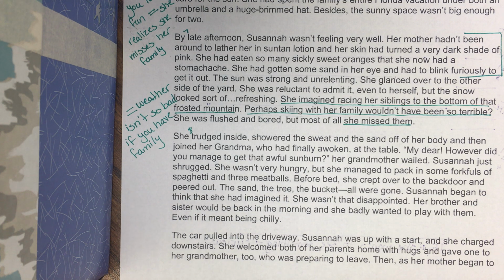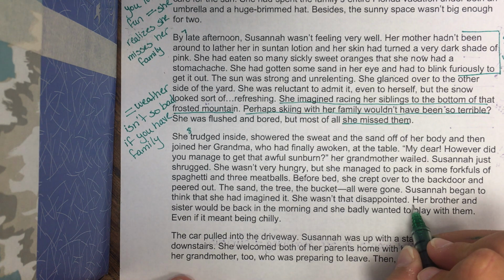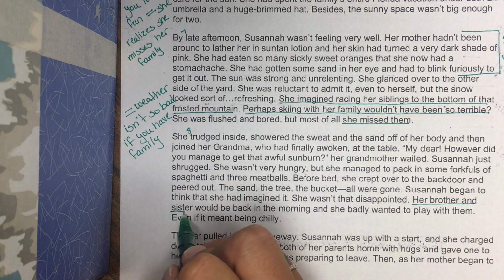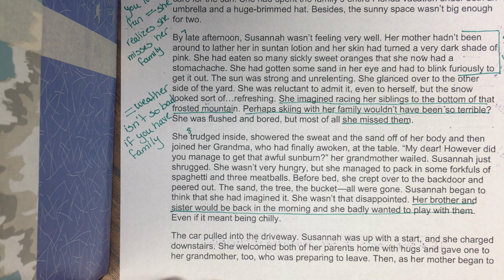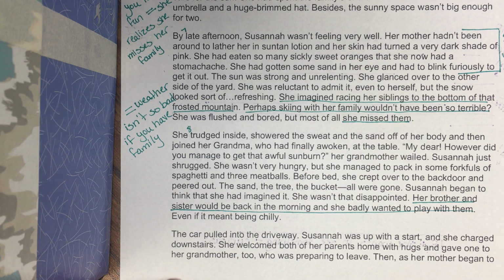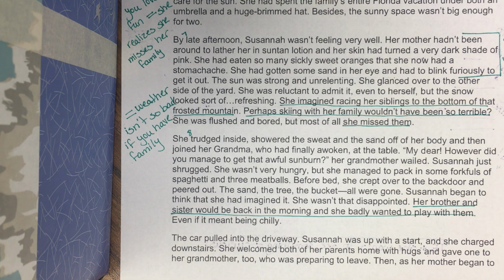Ooh. I think Susanna's wants are starting to change. I know that key words for making inferences are things where it says that somebody wishes something or wants something. And I see that key word where I can make an inference. It tells me here that her brother and sister would be back in the morning, and she badly wanted to play with them. Why does she want to play with them? Earlier in the story, she missed that warm, sunny Florida. Does she still miss warm, sunny Florida? No, she misses her family.